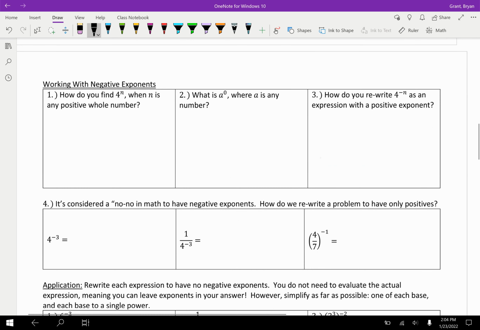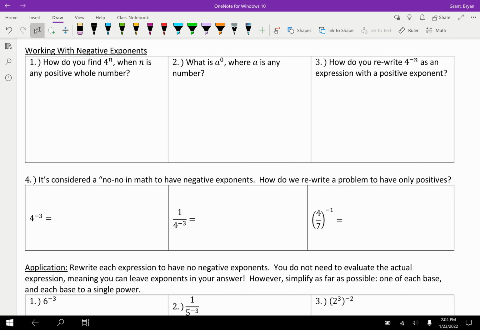If you're working with exponents, and I said negative exponents, we're really doing all exponents here. If you find 4 to the nth power, where n is some positive whole number, let's do some examples at the top. We could do like 4 squared, 4 to the 7th, 4 to the 100th, right? Those are all positive numbers for n. You just multiply 4 n times, right? So if it was 4 to the 7th, you do 4 times 4 times 4, 7 times.